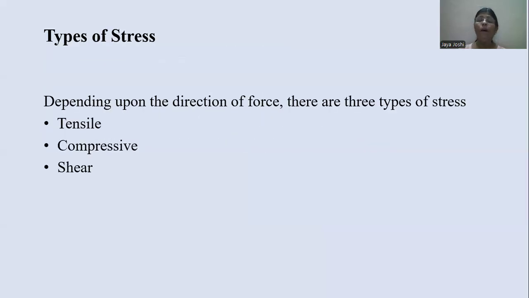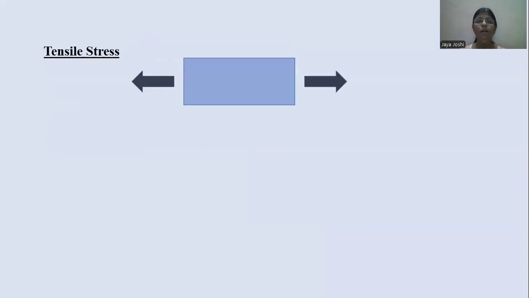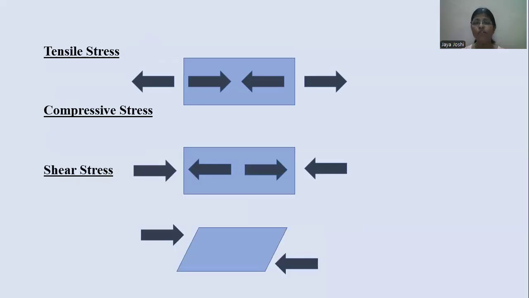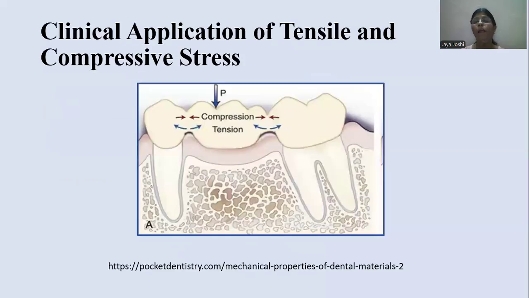Now, depending upon the direction of the forces, there are three types of stresses: tensile, compressive, and shear. And these are the self-explanatory diagrams of these stresses: tensile, compressive, and shear. Now, clinically, not a single stress is seen whenever the material is exposed to forces. You may find two or three different types of stresses at a time.